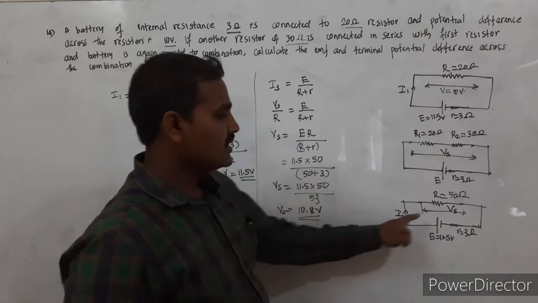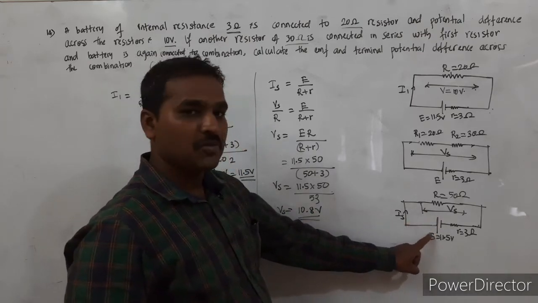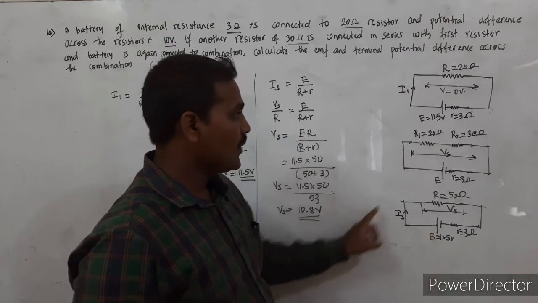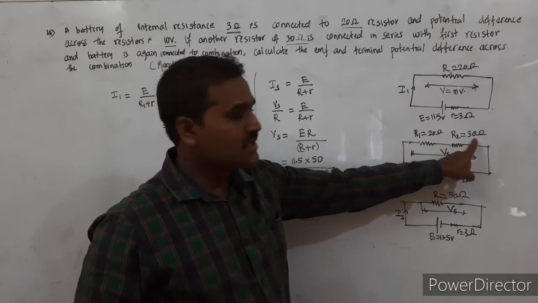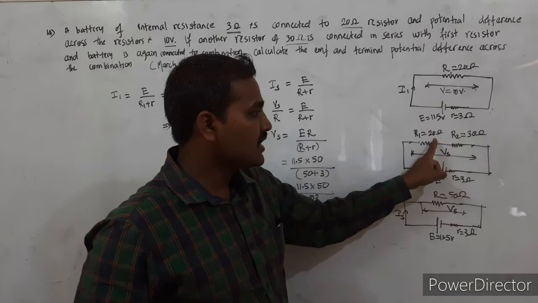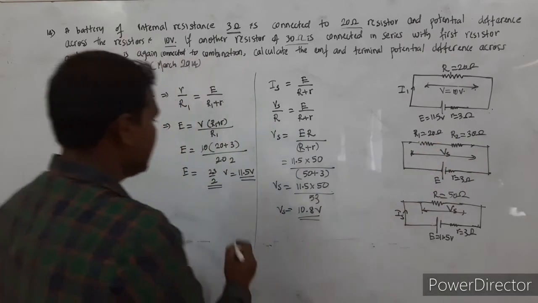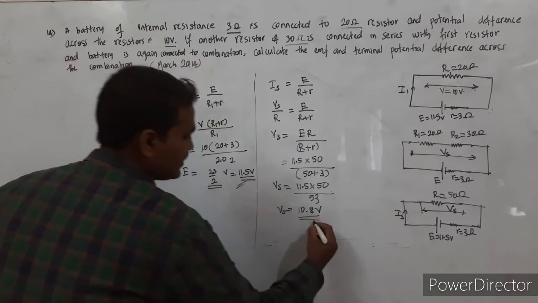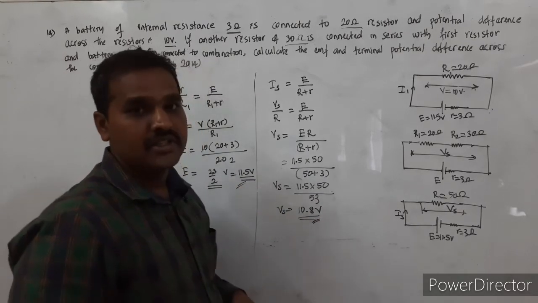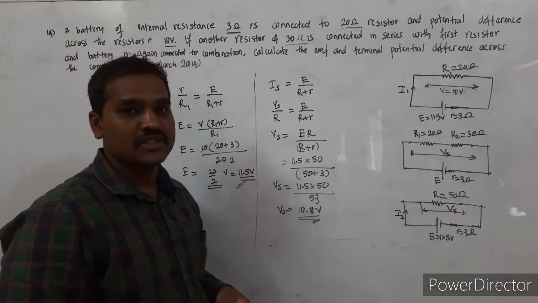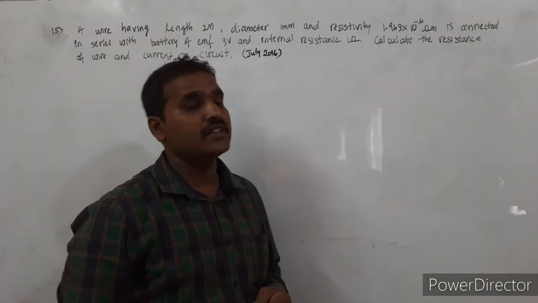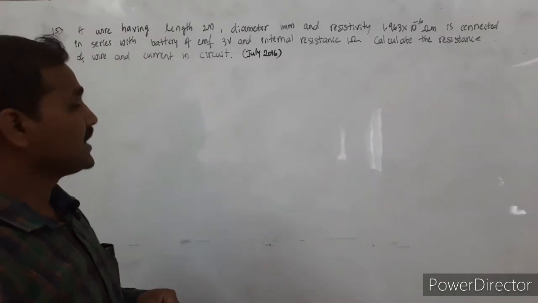This is the terminal potential difference available when we add another resistor of 30 ohm in series with the first resistor of 20 ohm. So this is the EMF and this is the terminal potential for a series combination of given resistors. Next, let us look at the problem given on resistivity.